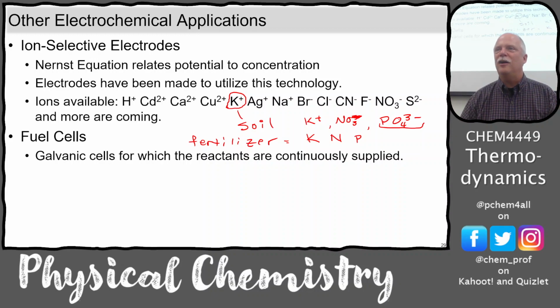There's like an off brand called Triple 13 that has 13% of each of these. And that's the best to buy because you've got the phosphate. So I know you guys don't have lawns yet, but just a reminder in the future, you need all three nutrients for your plants to be happy.